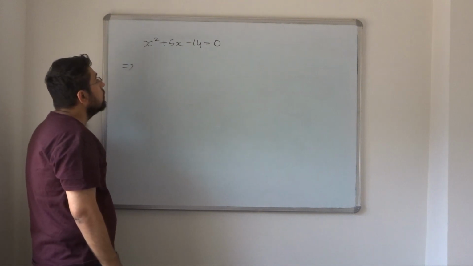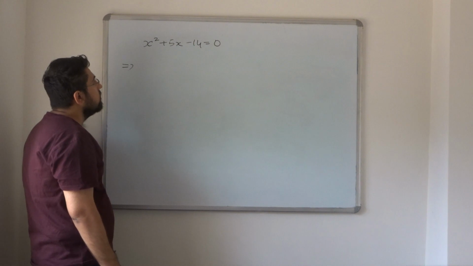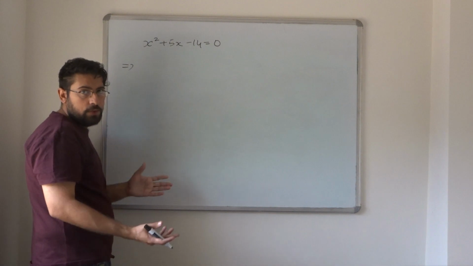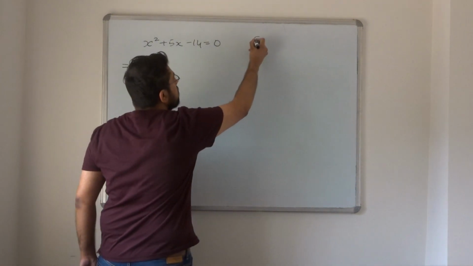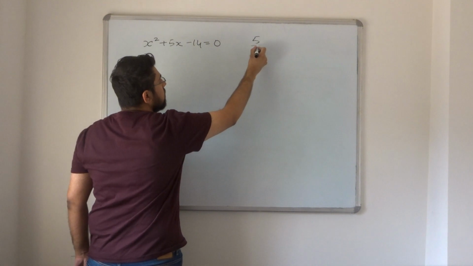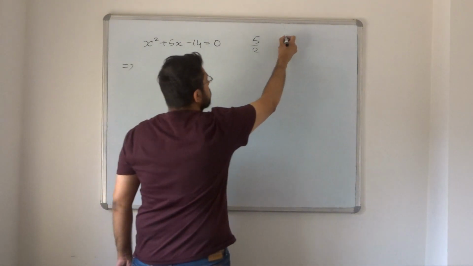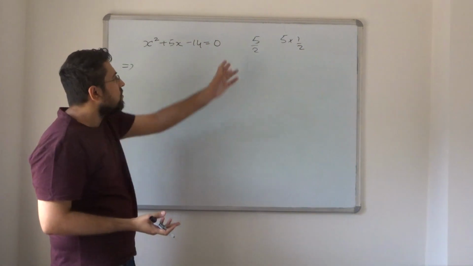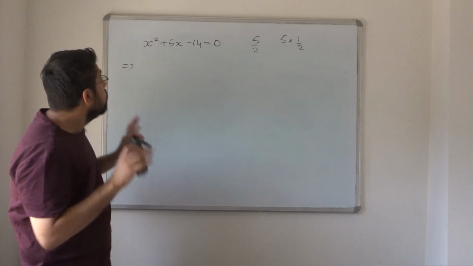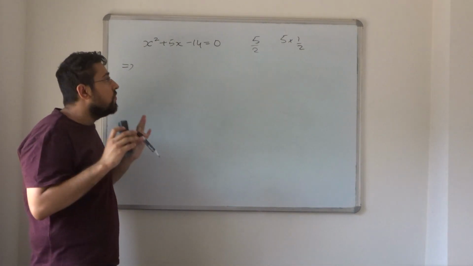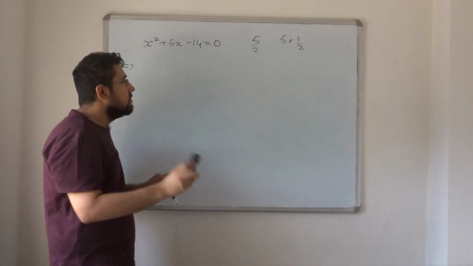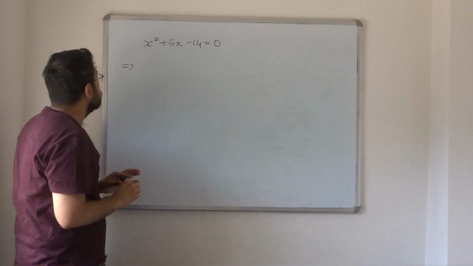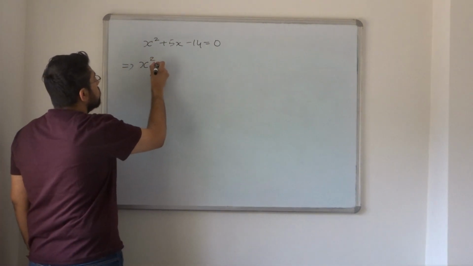So basically, you have two options. You either divide 5 by 2 or you multiply it by a half. But it does not matter because you're going to get 5 by 2 at the end of the day. Whichever way you feel comfortable, whichever way you're used to doing it, just do it. So that's the step. So let's do it.